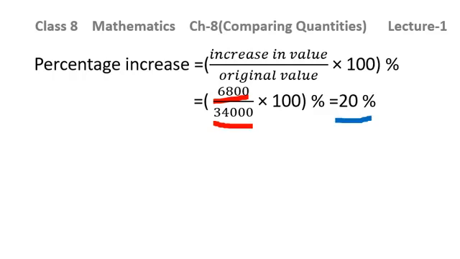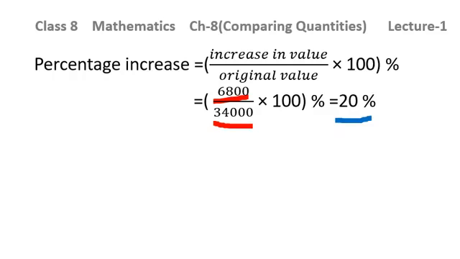I am repeating it. The price of a scooter was 34,000 last year, and it has increased to 40,800. We calculated the increase in value by subtracting 34,000 from 40,800, and we got 6,800, and the original value was 34,000. We put the values in the formula, and we got the result as 20%.